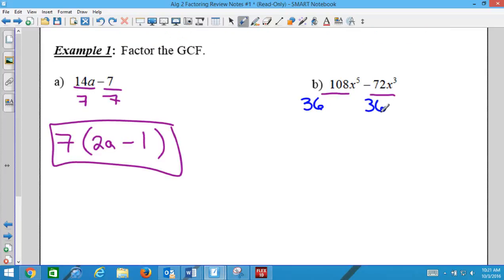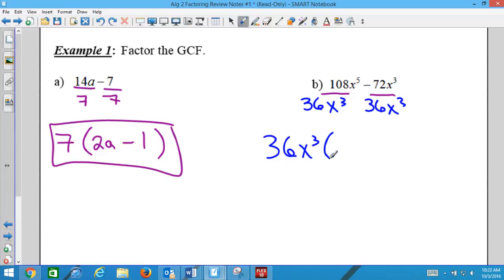Okay, so the largest number is 36. And you guys look at how many variables we have. We have 5 in one of them, and we have 3 in the other. What is the most they have in common? 3. They have 3 in common. Do they at least have 3? Some have more, but they at least have 3. So we do x to the third. So we have 36 x to the third.